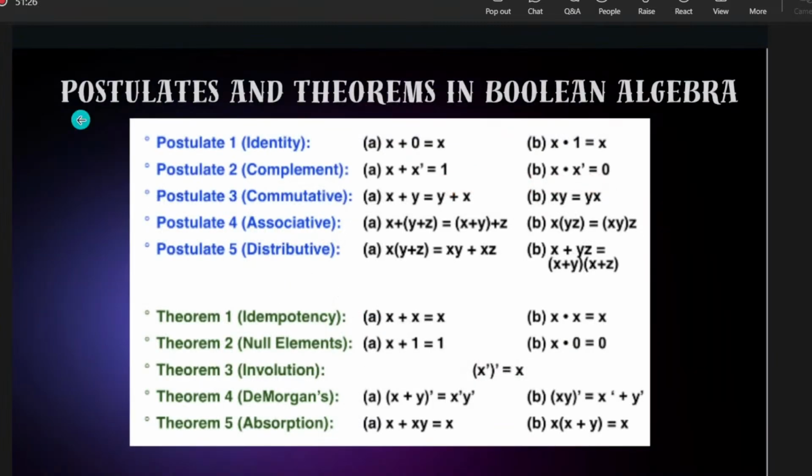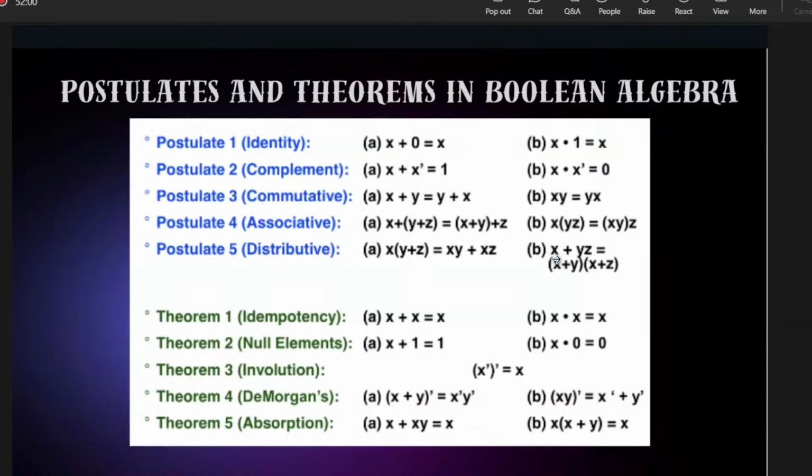Okay. So postulates and theorems in Boolean algebra. These are the basic postulates. In this, you can see De Morgan's postulate is also properly mentioned, and I'm sorry for the confusion in the slides. I'll change that part. But what is most interesting is postulate 5, distributive property B part, the one in blue color: X plus YZ equals X plus Y into X plus Z. So let's try simulating it in Logisim.